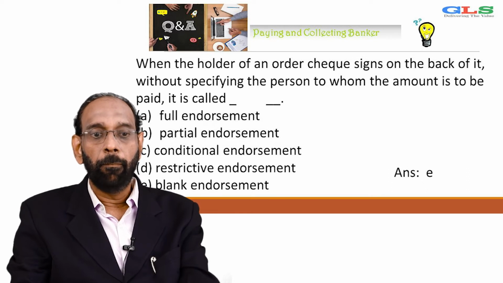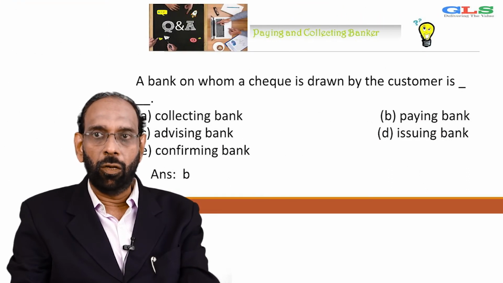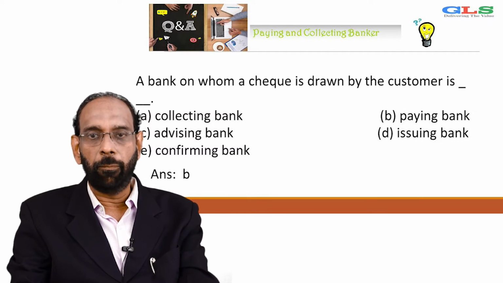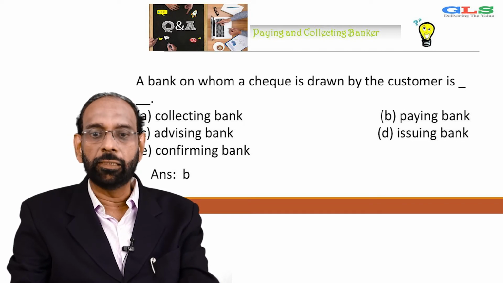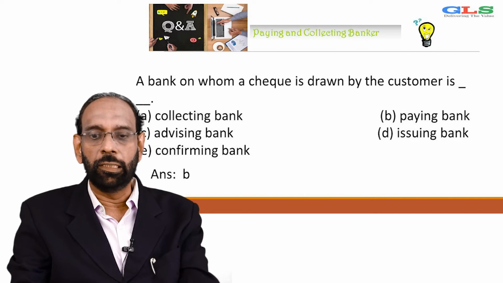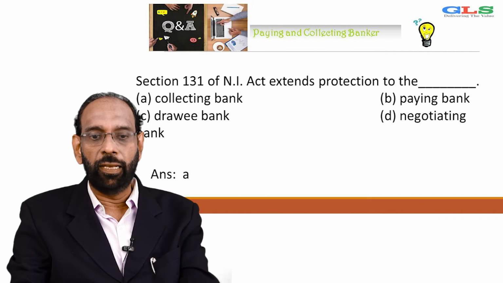Next question. A bank on whom a check is drawn by the customer is collecting bank, paying bank, advising bank, issuing bank, confirming bank. Answer is B, that is a bank on whom check is drawn by the customer is paying bank. Section 131 of NI Act extends to protection of the collection bank, paying bank, drawee bank, negotiating bank. Answer is A, that is collecting bank.